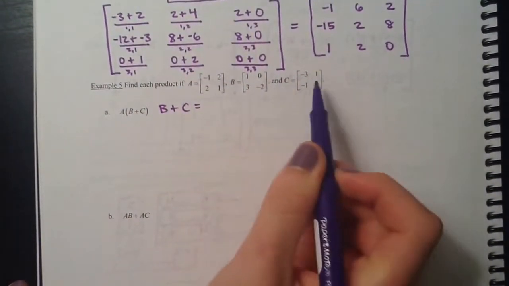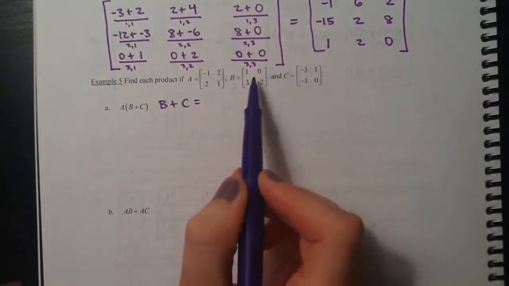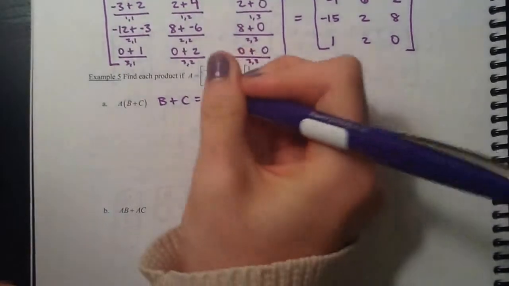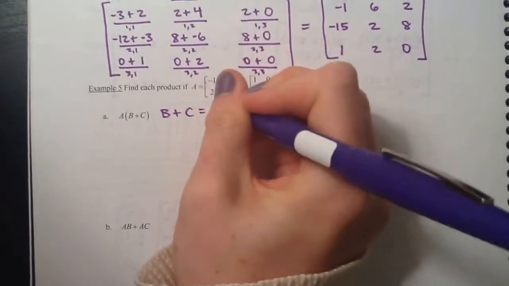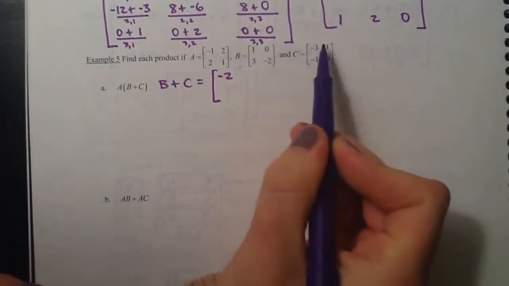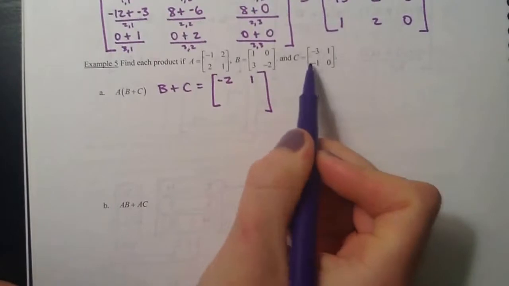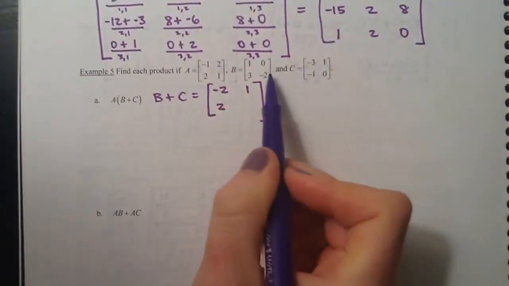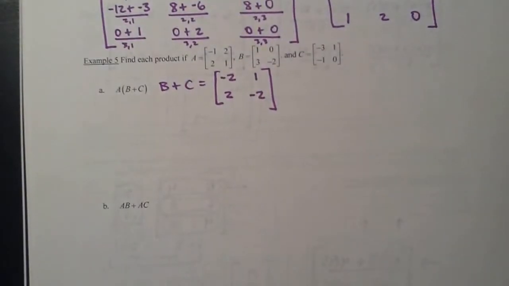So these are all 2 by 2 matrices. That means we're allowed to add them and multiply them. So add B plus C means we're going to add the corresponding entries. So we add 1 plus negative 3, and we get negative 2. Add 0 plus 1. Okay, down here, 3 plus negative 1, and negative 2 plus 0. Okay, so that is B plus C.